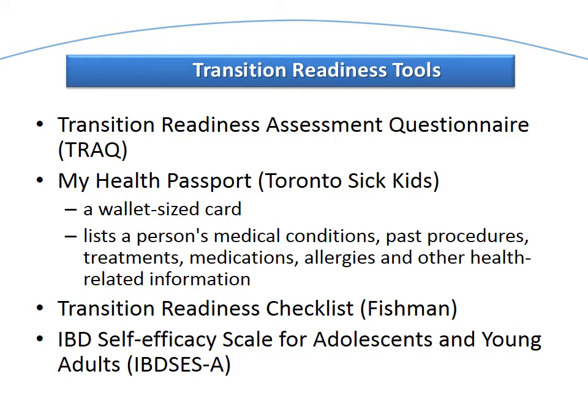Lori Fishman at Boston Children's put together a transition readiness checklist, which is just like any checklist that you might have, your grocery shopping list. Did you get everything you need? This is a checklist that you can go through to make sure that you've checked all the boxes around skill sets that your patient should have before transition. And then lastly, there is an IBD self-efficacy scale specifically for adolescents and young adults, which is a good tool to specifically assess self-efficacy.